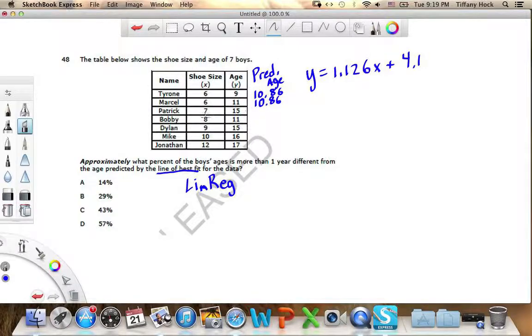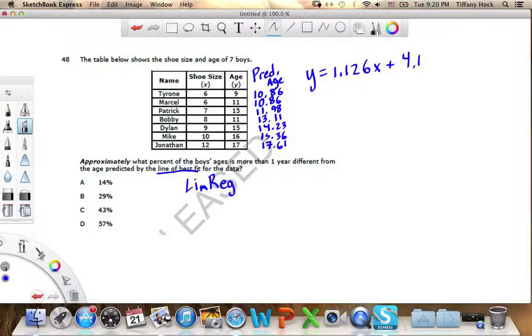For Patrick, the shoe size of 7, his predicted age was 11.98, so really close to 12. Bobby's predicted age was 13.11. Dylan had a shoe size of 9, which has a predicted age of 14.23. Mike has a shoe size of 10. His predicted age was 15.36. And finally, Jonathan had a shoe size of 12. His predicted age, based off of our line of best fit, was 17.61. So these are the predicted ages for each of the shoe sizes.